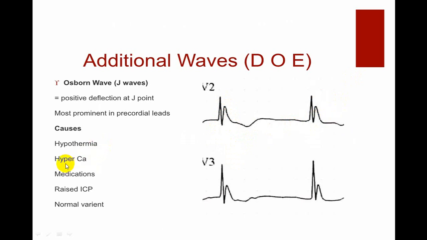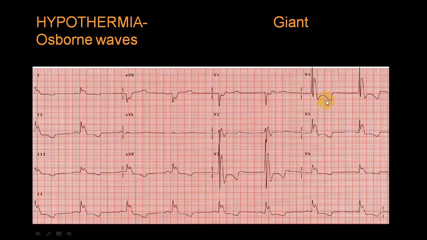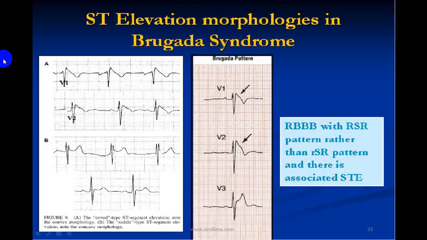This also you can see in hypercalcemia, with certain medications, raised intracranial pressure, and once in a while as a normal variant, but it is most commonly seen in hypothermia. Do keep it in mind. So this is a typical Osborn wave. You can see this nice Osborn wave, very clear cut, typical Osborn wave, very nice. This is a giant Osborn wave.